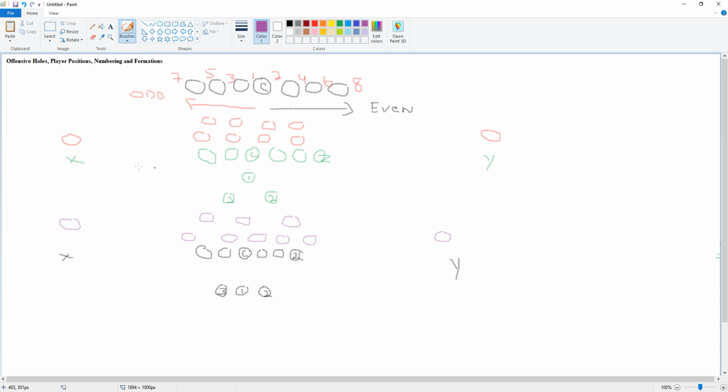Let's say we were running a 38 sweep. Sorry, it's hard to draw in paint. So we know we're going through the 8 hole, it's going to the 3 back.